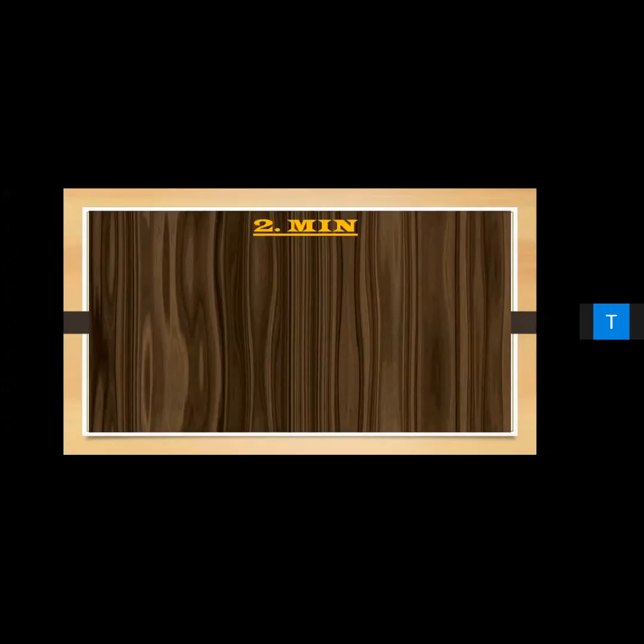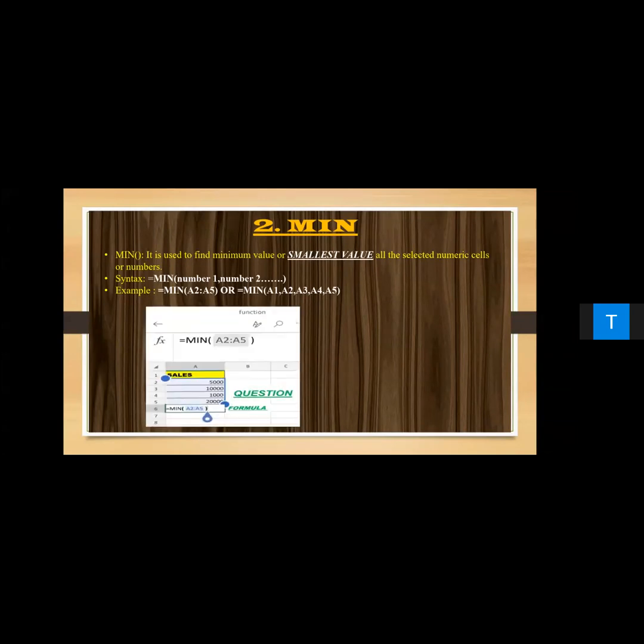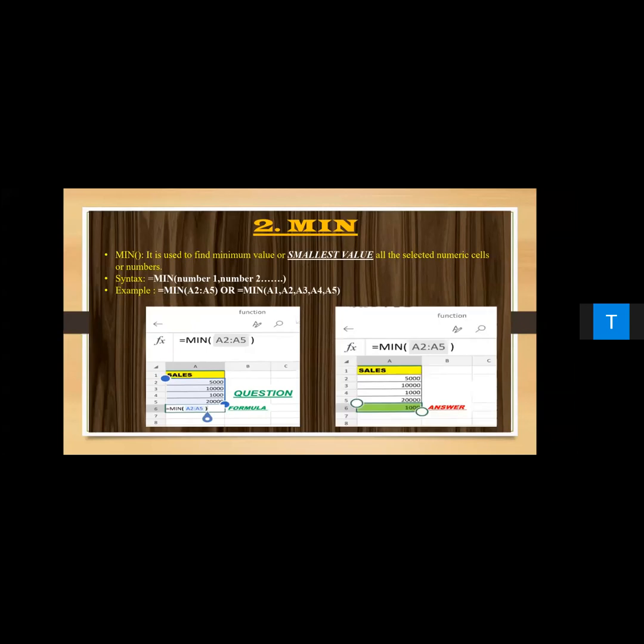The second function is minimum, MIN. The MIN function is the opposite of the MAX function. It is used to find the minimum or smallest value in all the selected numerical cells. The syntax is equals to MIN, number 1, number 2, and so on, and close the bracket. The example is 5,000, 10,000, 1,000, 20,000. In this, the smallest value is 1,000. Put the formula equals to MIN, bracket open, select the range, bracket close, and press enter.